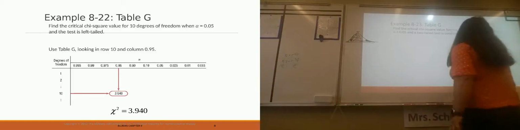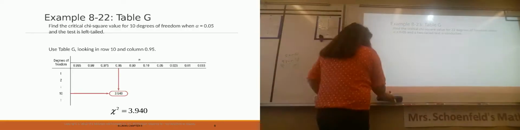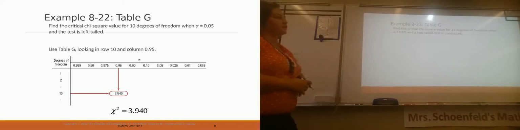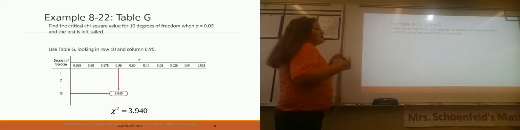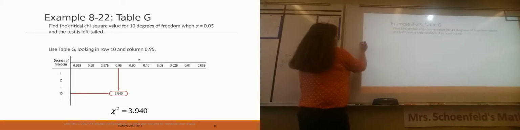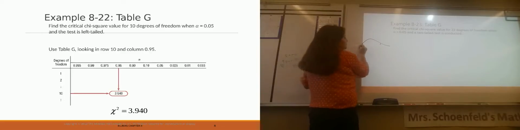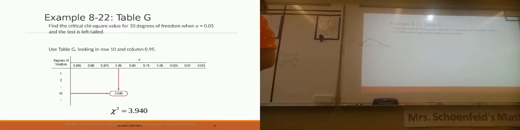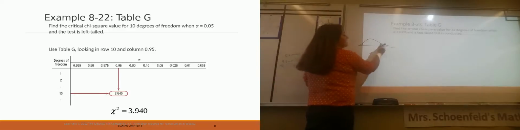Do you guys want to look at your chart as well? Okay, so find the critical value for chi-squared for 22 degrees of freedom when alpha equals 0.05, and it's a two-tailed test. So what that means is I need to separate that 0.05 into two places. 0.05 means I'm going to have 0.025 and 0.025.